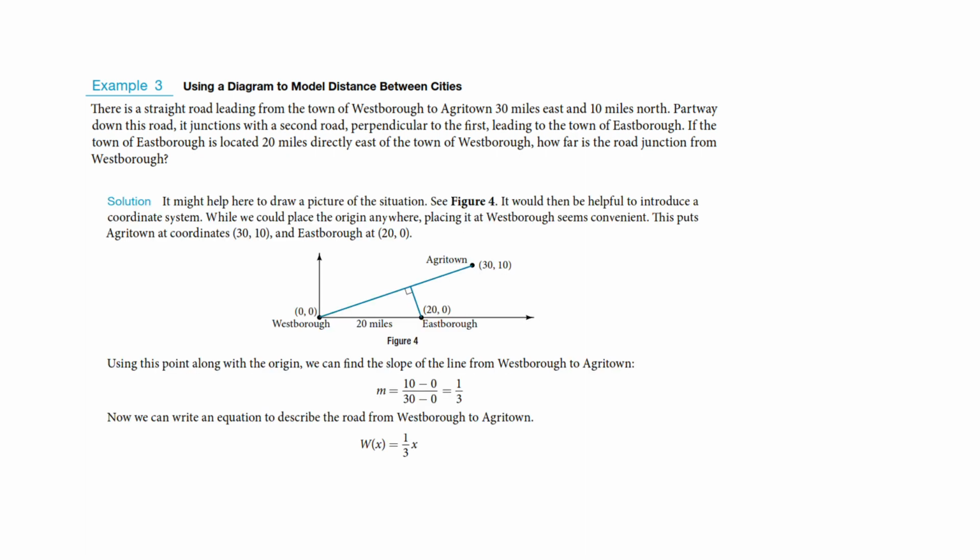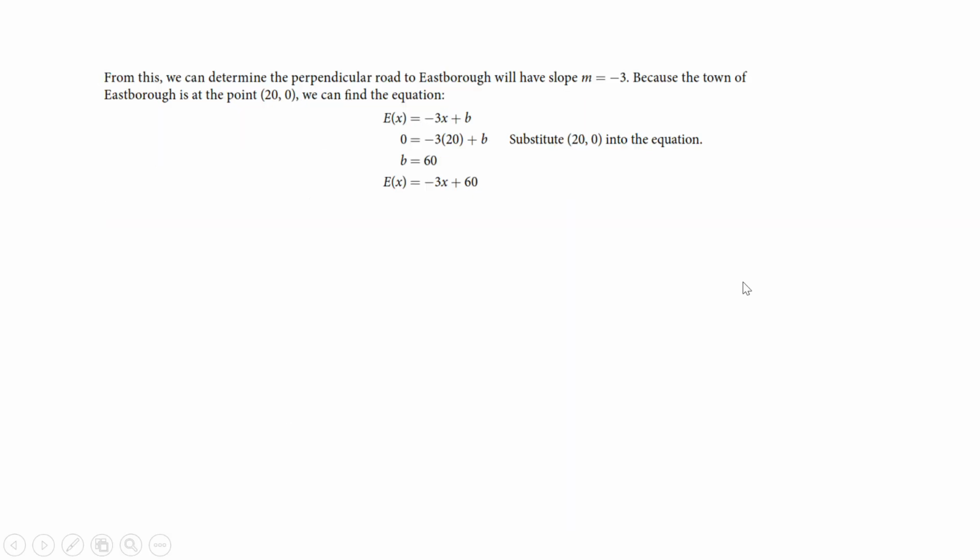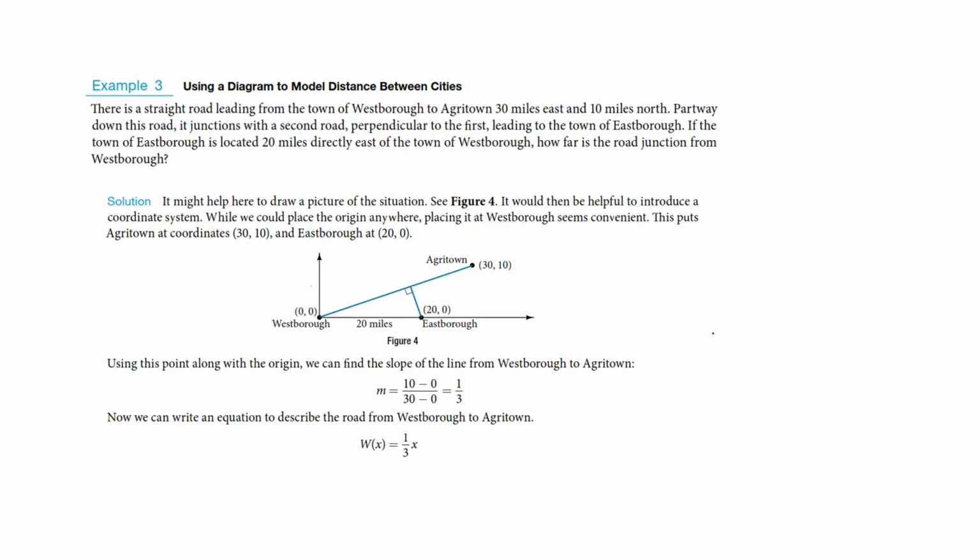So let me walk you through this story here. We've got this town, and 20 miles east of it is this other town. So if we put this on a grid here, I've got this second town here. The second town is 20 miles east. So I'm going to put this on a coordinate grid here, and I've got the point 20, 0. Now, I've got another town here at 30, 10.